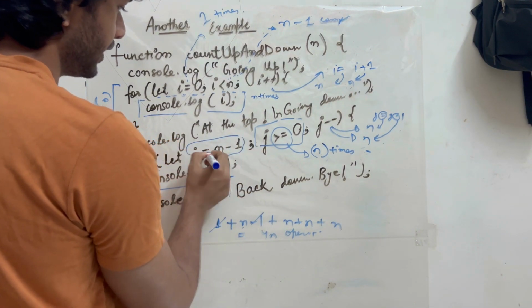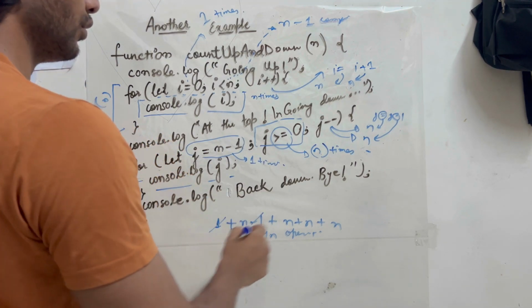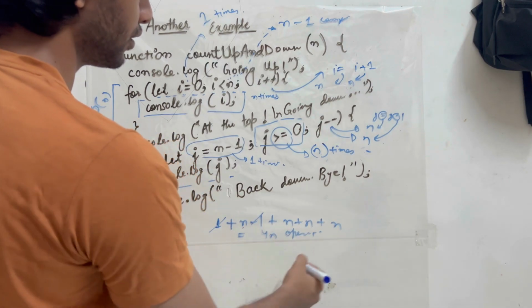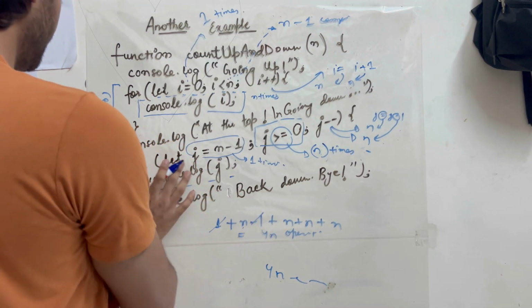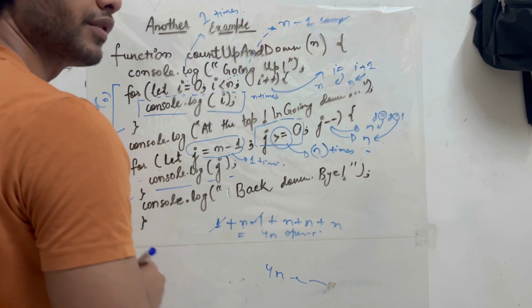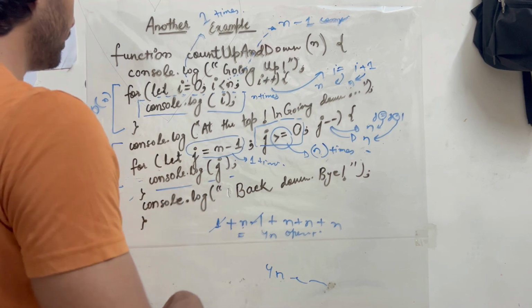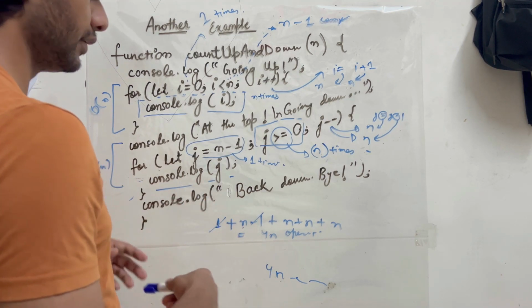This will happen one time, and this console log will happen how many times? N times as well overall, right? So overall it also comes out to be something like 4n operations. So we can simply say we have O of n, right? So the number of operations is eventually bounded by a multiple of n.